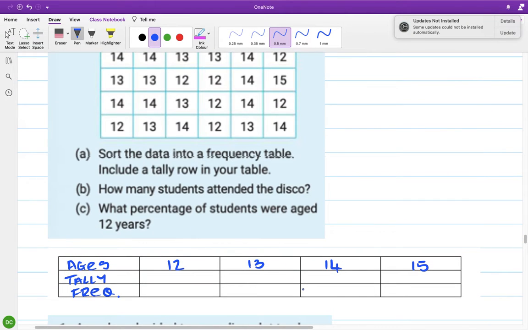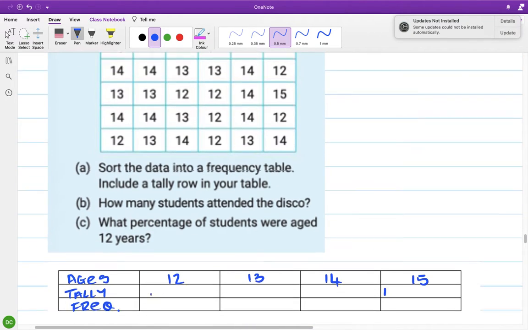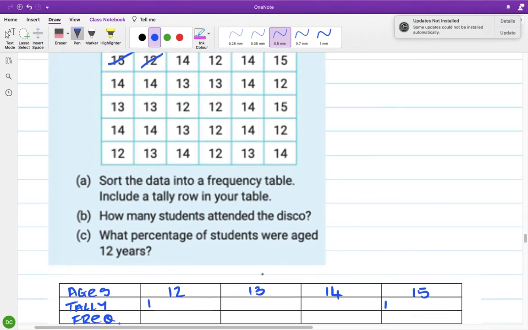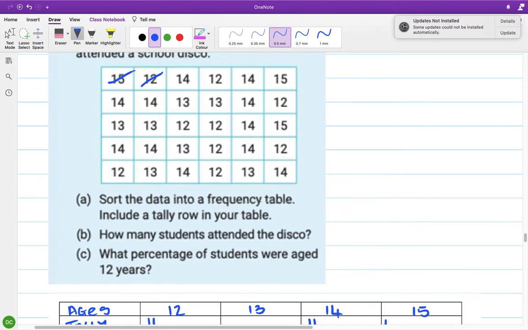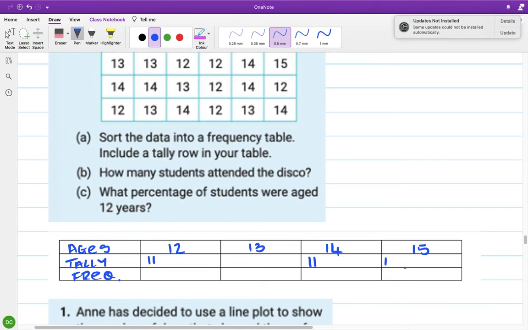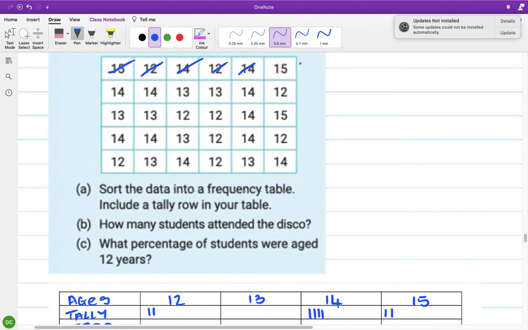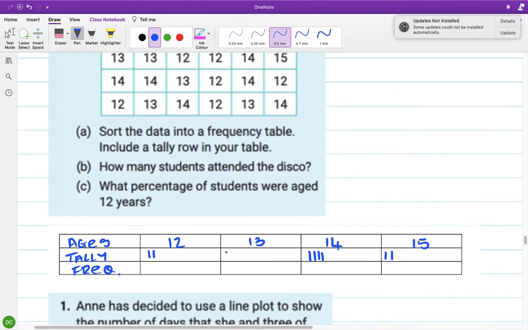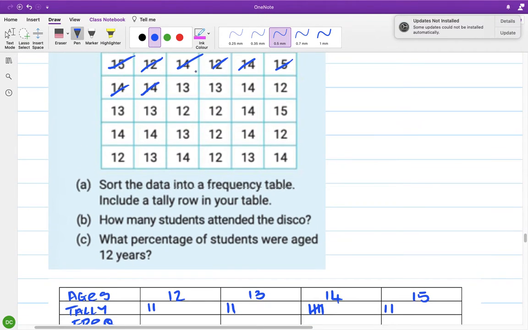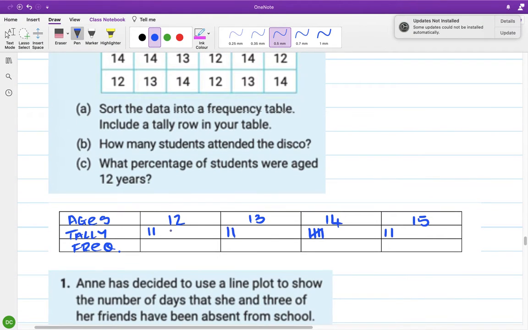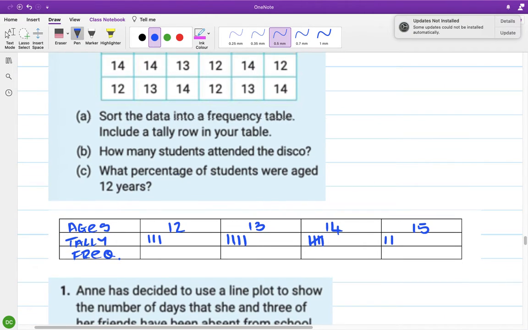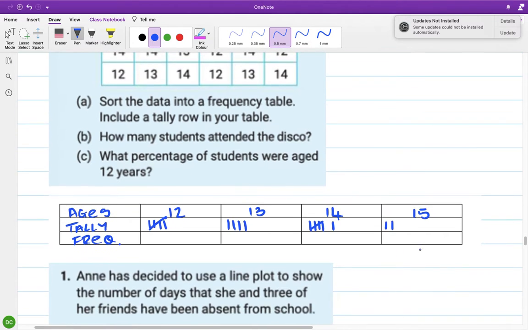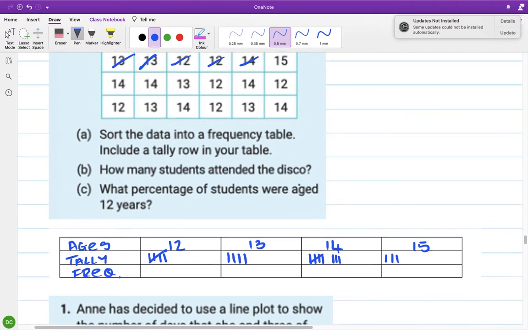Okay, so 15, 12. I need to cross these off. 14, 12, 14, 14, 12, 14, 14, 12, 14, 15, 14, 14. So 15, 14, 14, 13, 13, 14, 13, 13, 14, 12, 13, 13, 12, 13, 13, 12, 12, 14. 15, 14, 14.